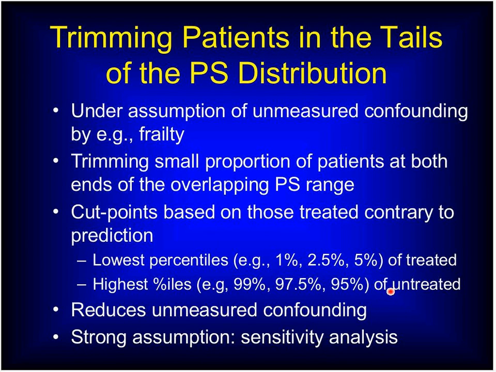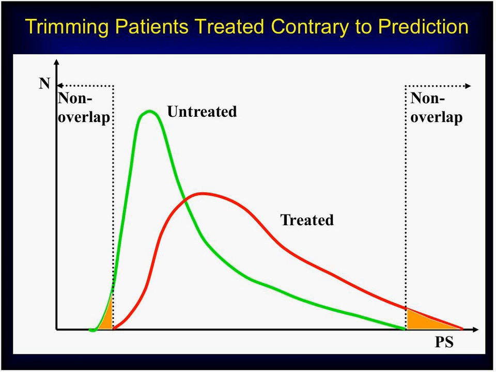It's an asymmetric trimming. It's not just a percentile of the overall propensity score that has been proposed by others, but actually a stratification of the propensity score distributions in the treated and the untreated. So choosing cut points based on those treated contrary to prediction, but I'm then excluding everyone who is above or below these cut points. And that would reduce unmeasured confounding under this assumption that we think is quite plausible in many settings, but obviously only a sensitivity analysis. So that's how it works.